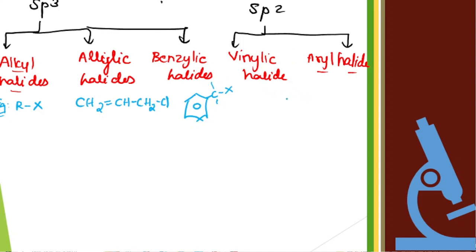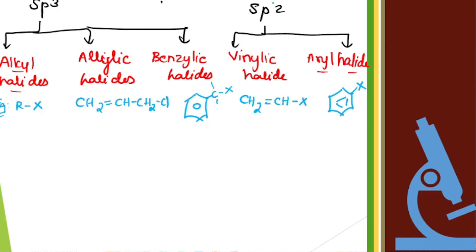Then vinylic halide. So let us see the difference between allylic halides and vinylic halides. If you see the allylic halides, the double bonded carbon system is there, but the chlorine is attached to the carbon that is having the single bonded carbon system. Clear? But here, to the double bonded carbon system, directly your halogen atom will be attached. Okay. And in aryl halide, to the benzene ring, directly your X atom will be getting attached.